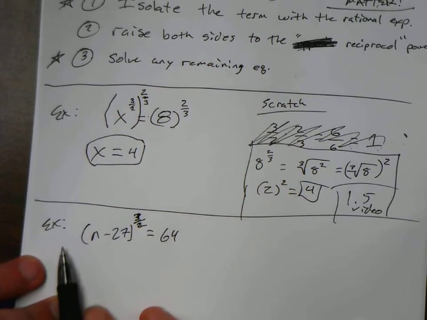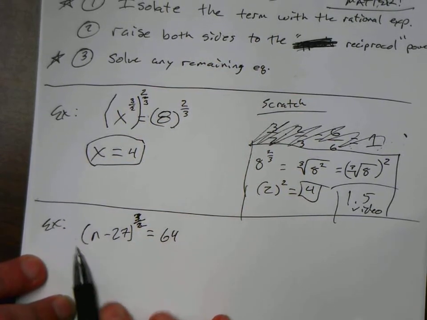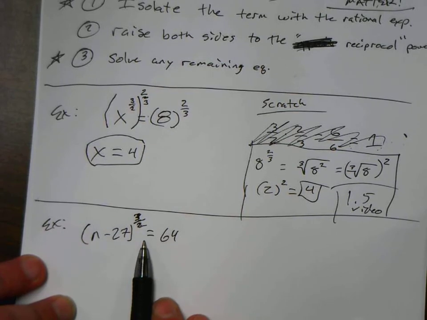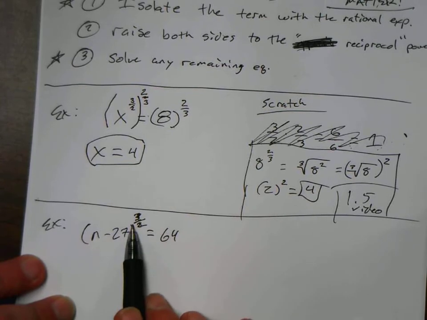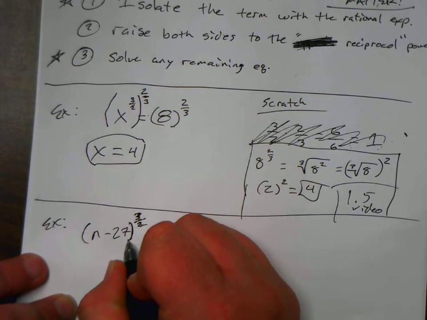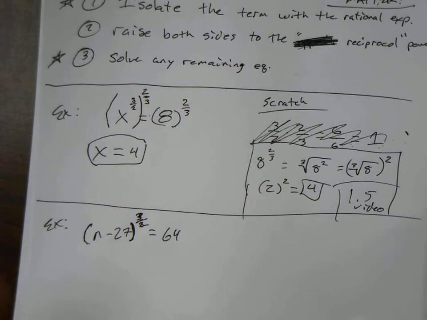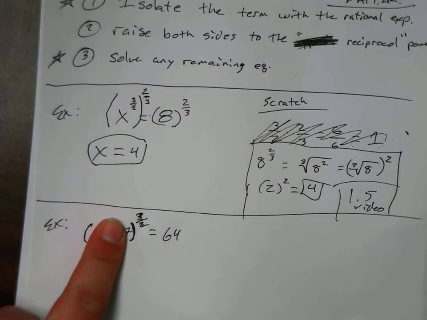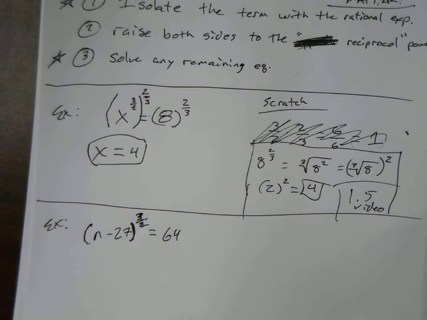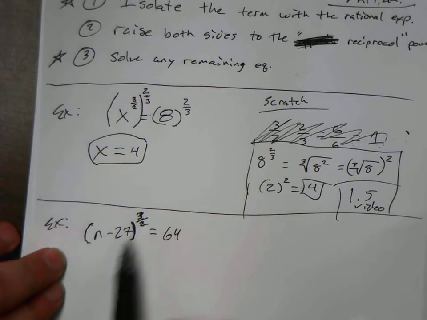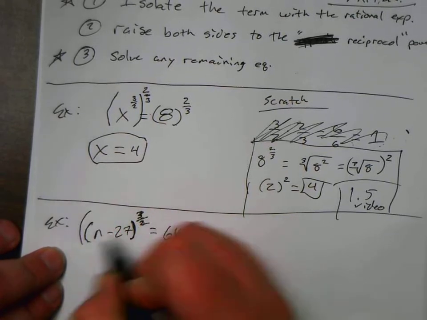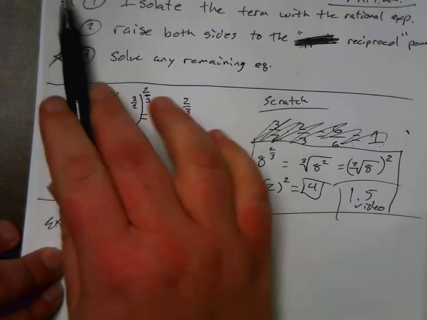All right, we have (n minus 7) in parentheses raised to the 3/2 power, and the whole thing equals 64. So now the exponent is attached to these parentheses, so the exponent's attached to all of that. One way of thinking about it is if I put my finger over there, it would be like x raised to the 3/2. Since all of this is raised to the 3/2 power, I'm going to take all of this, so it's isolated.